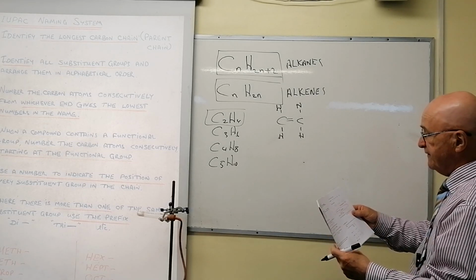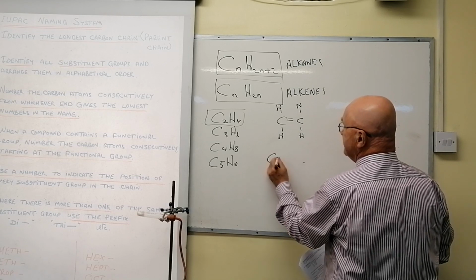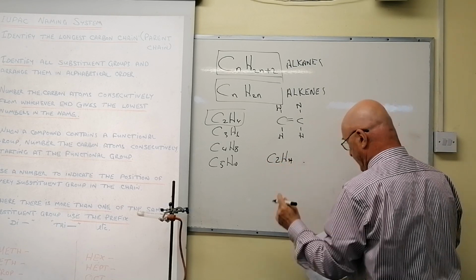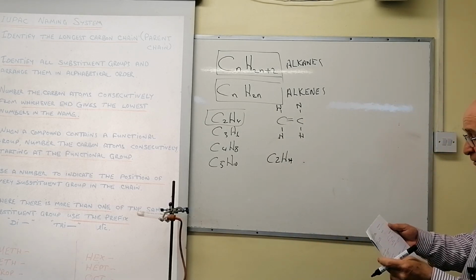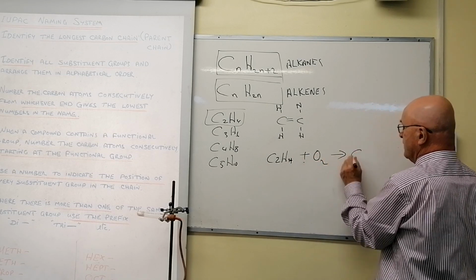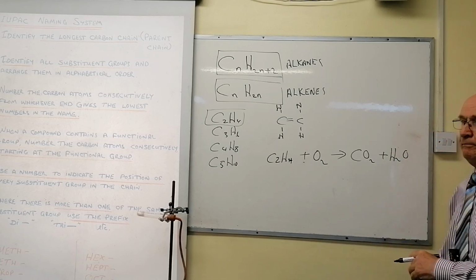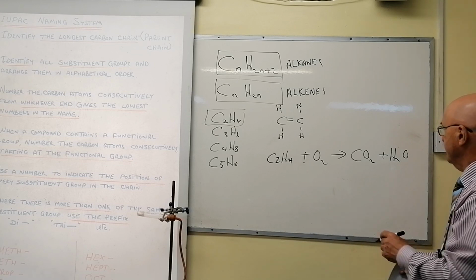So the first thing there is combustion. I'll do that first. Combustion is burning C2H4. Mind the writing now, please. Mine isn't a great example there. It must be legible. If there's any doubt, they won't give you the marks. Plus oxygen, and it goes to carbon dioxide and water. All organic compounds, when you burn them, will give you carbon dioxide and water. Very important.